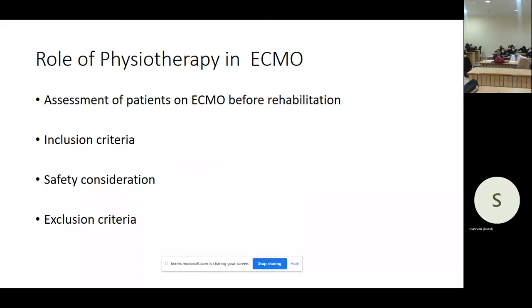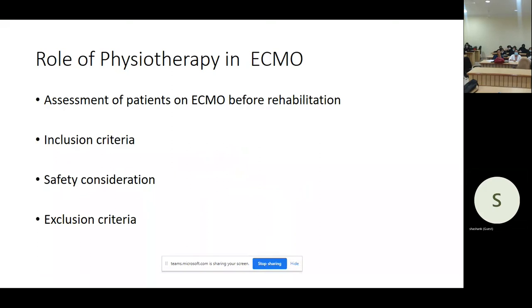So the role of physiotherapy in ECMO. If a therapist is posted in ICU, he or she must be part of the team going to the discussion. If a patient has acute lung injury, not recovering with maximum ventilatory settings, the therapist must be a part of the team.